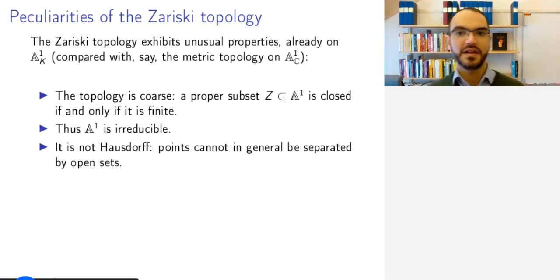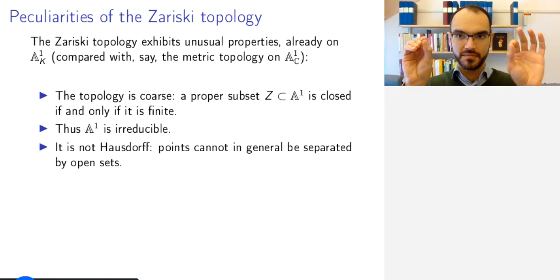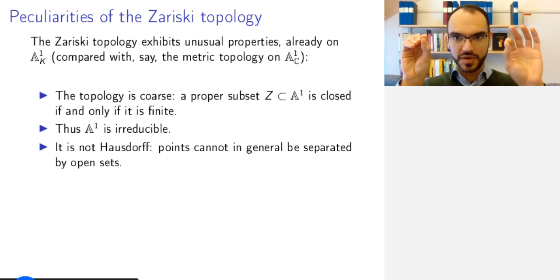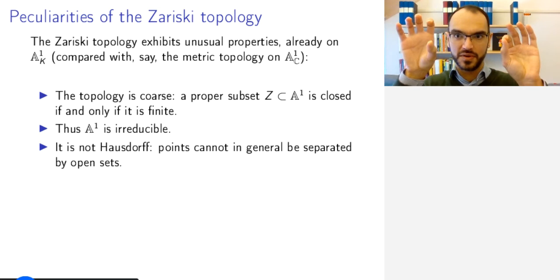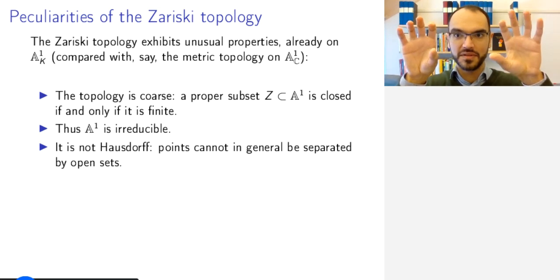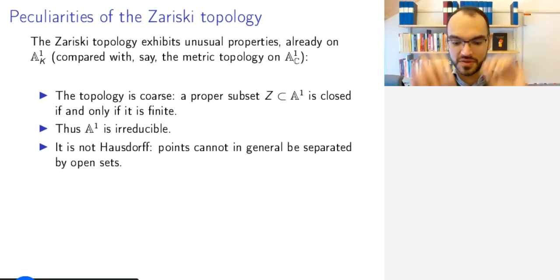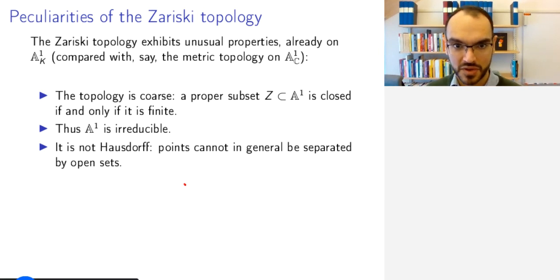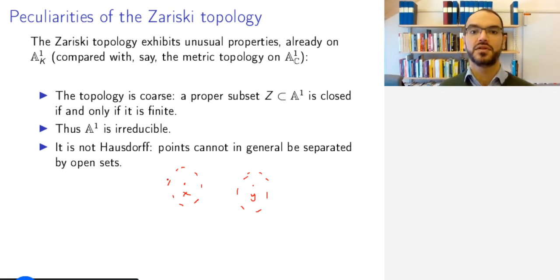A consequence of that is that A1 with this topology is not Hausdorff, meaning that if you have 2 points, then you cannot take an open neighborhood around one point and an open neighborhood around the other point in such a way that these open neighborhoods do not intersect. You cannot separate points. This situation, where you have a point X, a point Y, enclosed in their open neighborhood, gives you the wrong intuition.